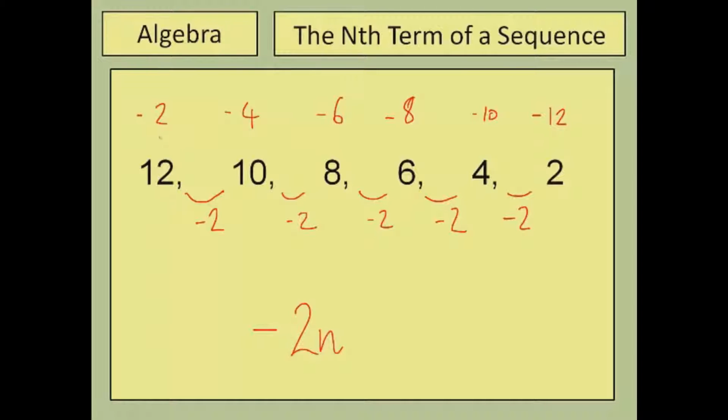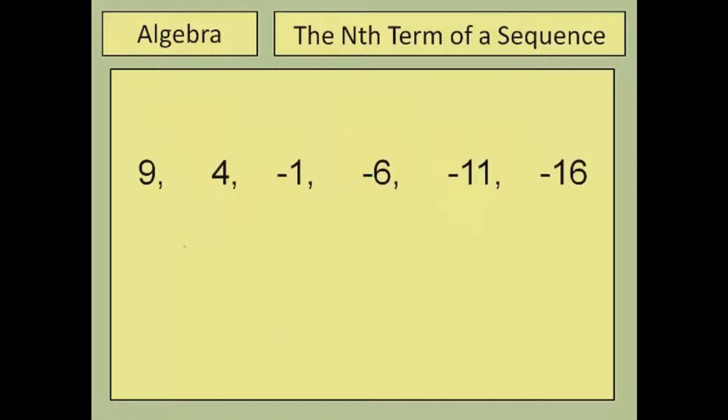And we ask ourselves the same question again. How would we get from the minus 2 times table to our sequence? How do we get from minus 2 to 12? How do we get from minus 4 to 10, and so on? And in this case, it's add 14. So the sequence is minus 2n add 14, because minus 2 add 14 gives you 12. Minus 4 add 14 gives you 10.